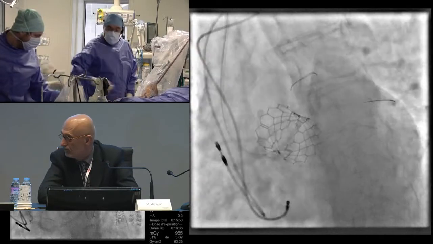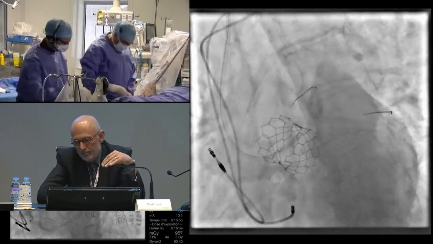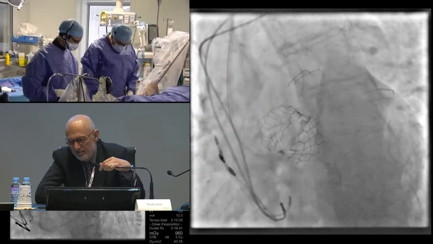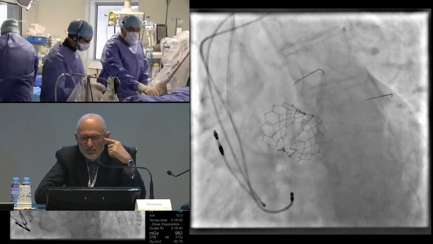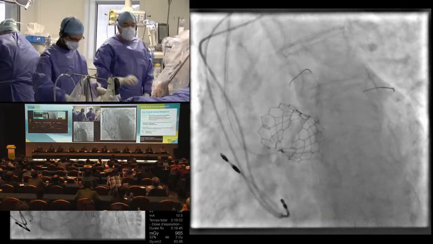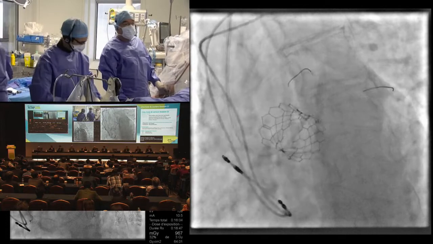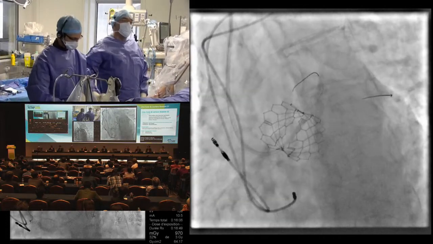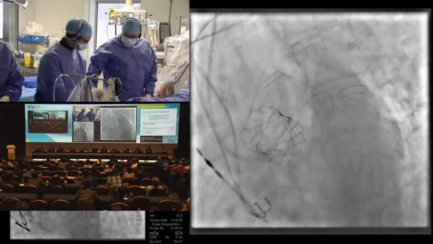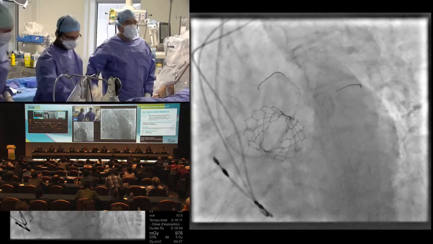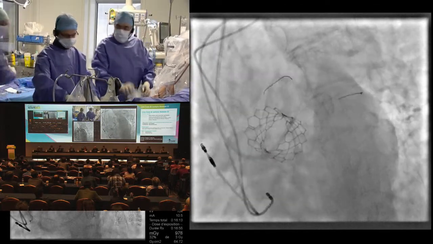The data of the DK crush are not too bad, and so why not? But now what we will do, we will predilate first, and then we will see by angiography the result after the predilatation. And this angiography result will certainly dictate our strategy.